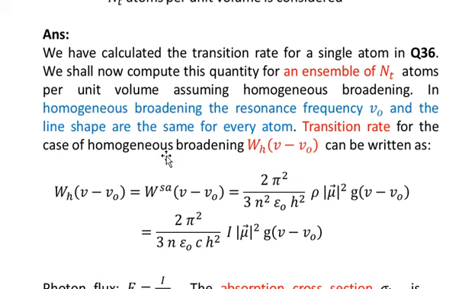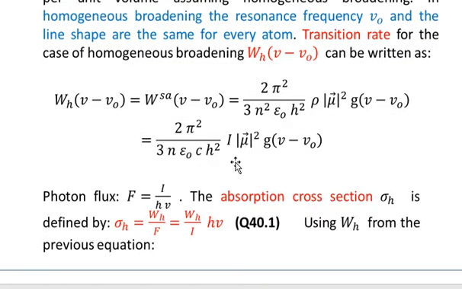The transition rate for homogeneous broadening, denoted by WH as a function of nu minus nu naught, can be written as WH of nu minus nu naught equals W of nu minus nu naught for a single atom (SA), equal to 2 pi squared over 3 n squared epsilon naught h squared, and in the numerator rho multiplied by the absolute square of mu multiplied by g of nu minus nu naught. This is in terms of the energy density rho, and the same expression in terms of the intensity I of the incident beam is given here.